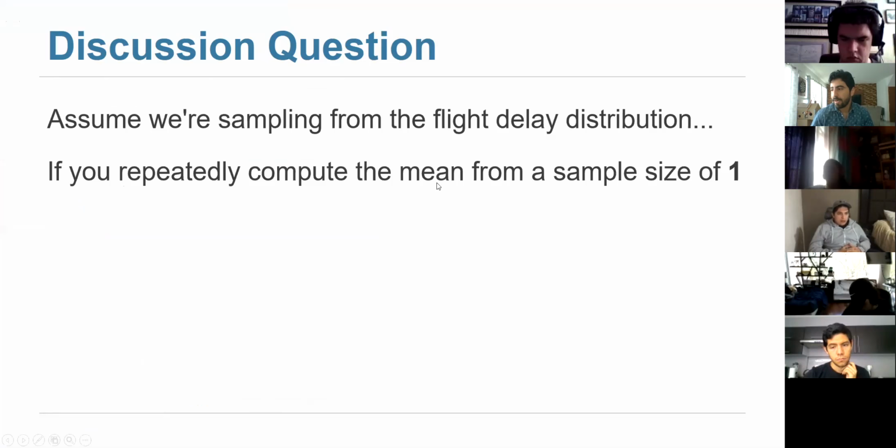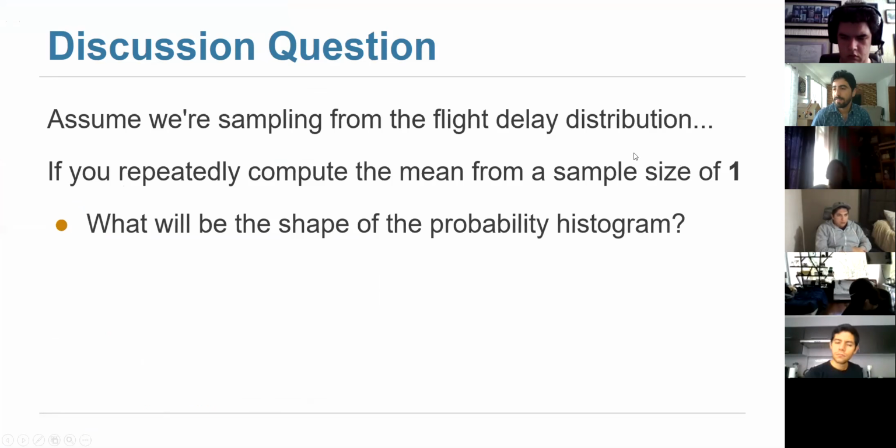If you repeatedly compute the mean from a sample size of 1, what will be the shape of the probability histogram? The question here is, I'm taking a sample of 1. The size of my sample is 1. So I go to my population and take 1 sample from it. Then I go again to my population, take another sample, and calculate the mean of it.